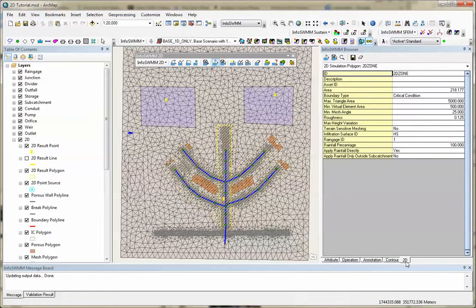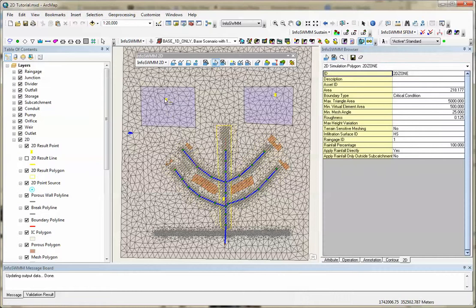The way you define that is you can have it two different ways. You can have an infiltration surface for the whole simulation polygon. So for example, for the whole polygon, I'm using a rainfall ID of 1 and an infiltration surface of HS. So the rainfall applies over the whole 2D mesh, and then you have infiltration occurring over the whole 2D mesh with Horton.